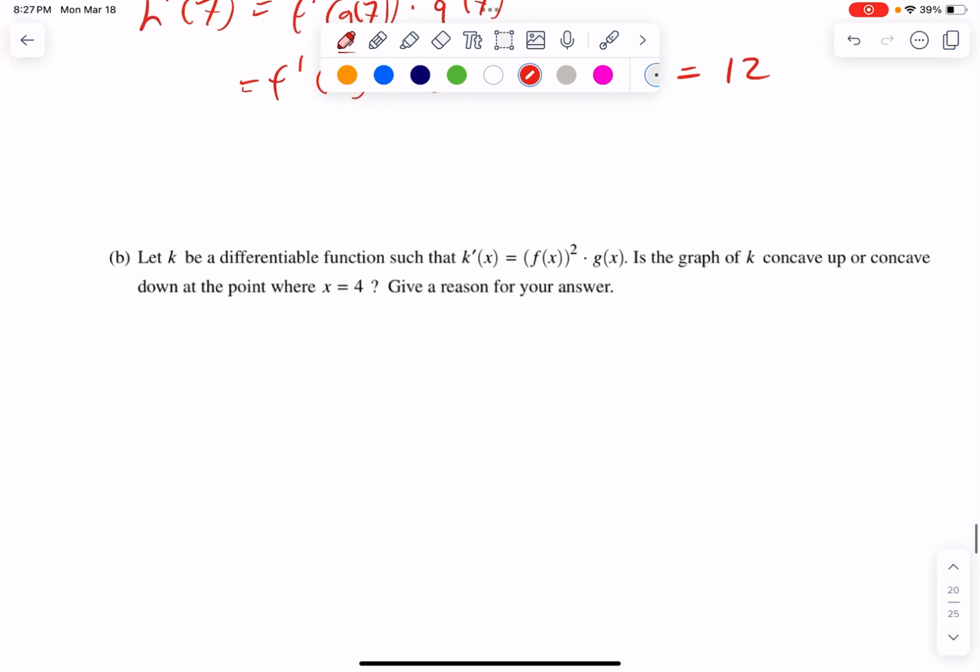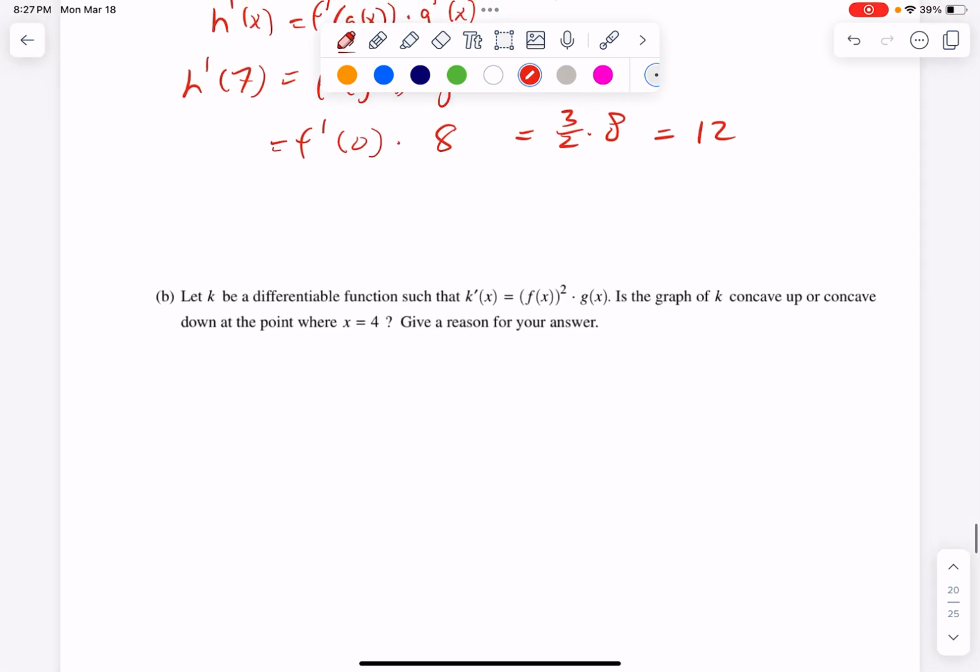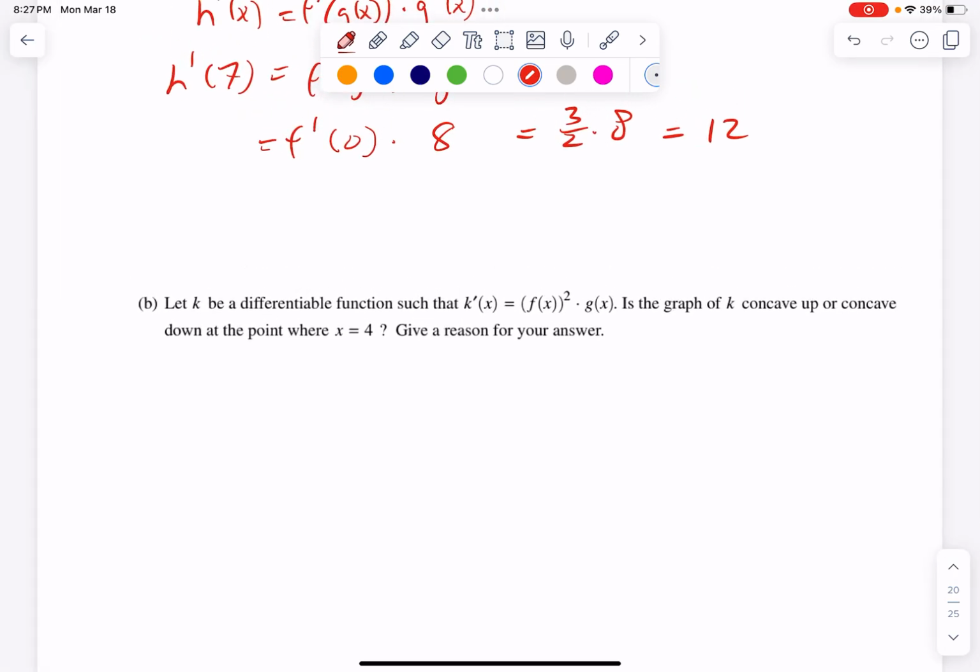All right, part B. Okay. So now they give us this thing that is k prime, and they're asking us about concave up or concave down. So we need to figure out the second derivative. So let's take a derivative. K prime of x. Now this is going to be product rule, right? It's two things multiplied together.